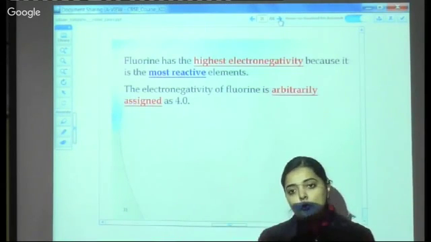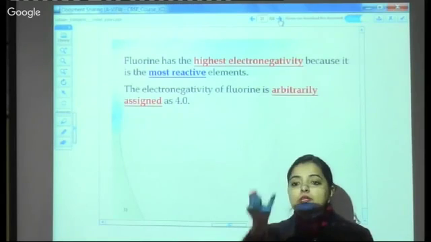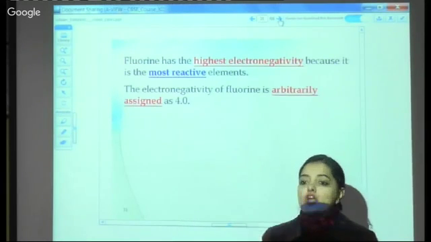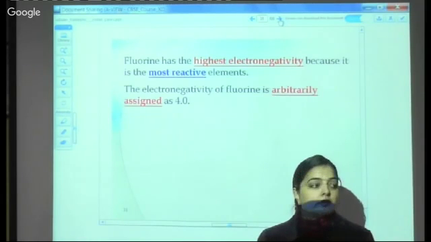So in a group, the most reactive element is going to be the topmost one, the one which comes first. So fluorine is the most reactive among all. Next slide, please.